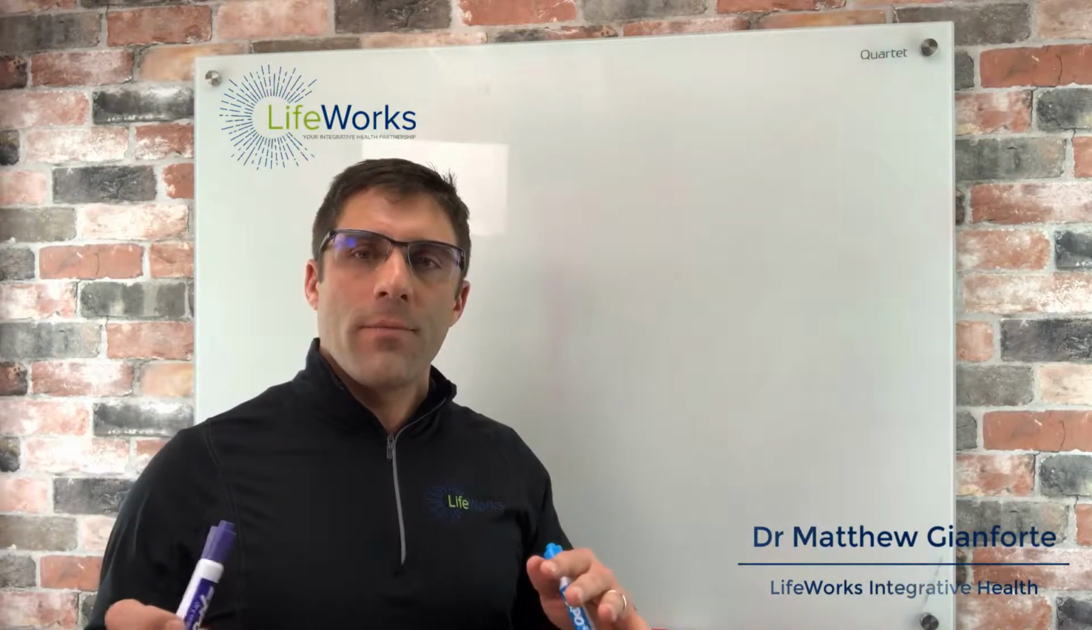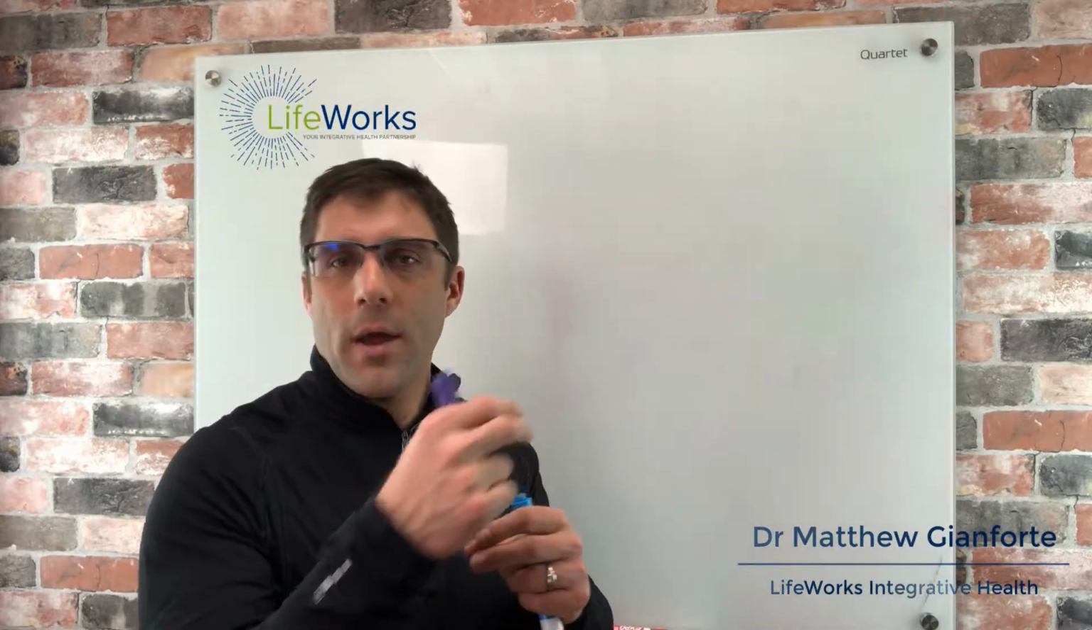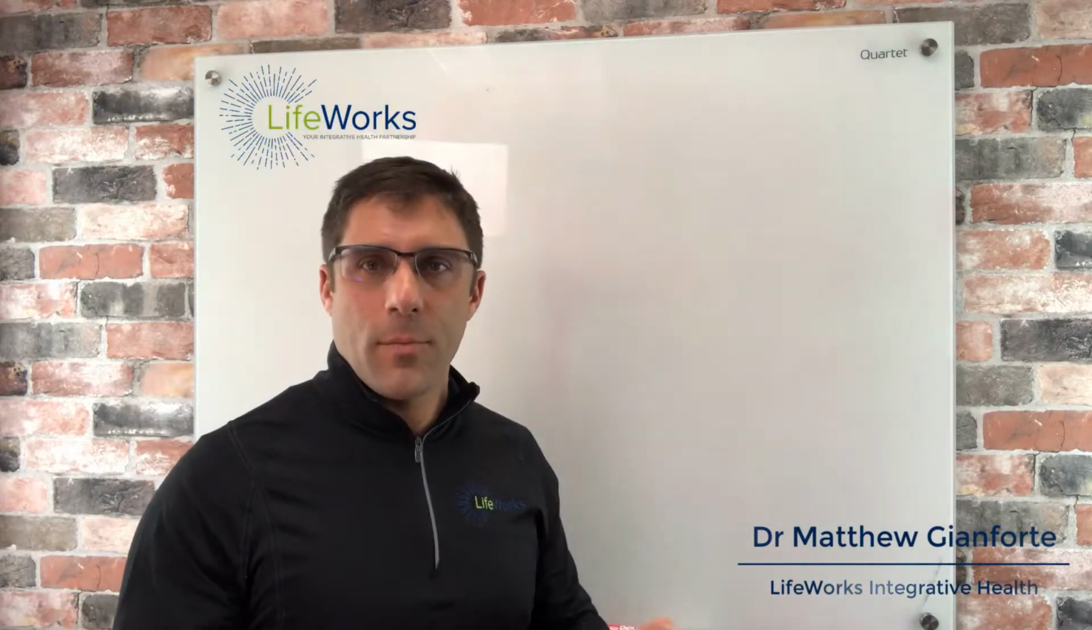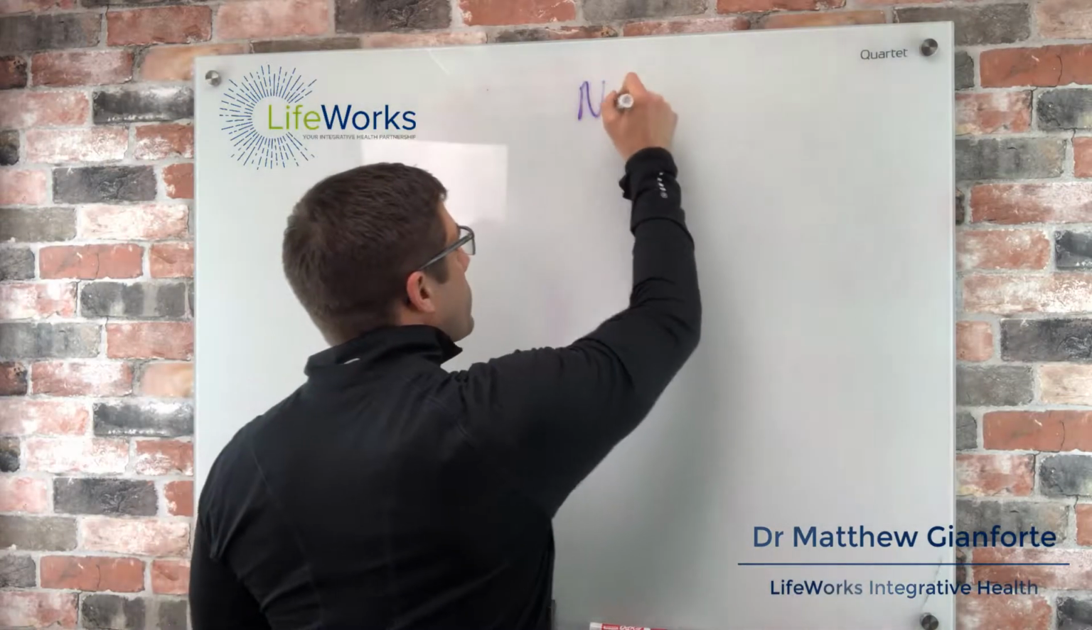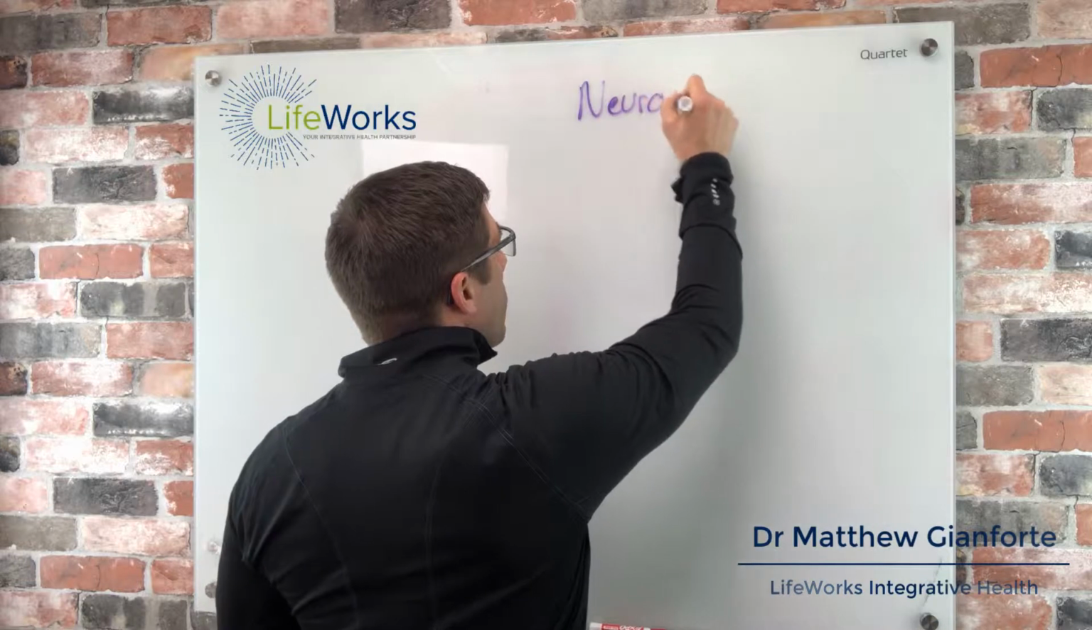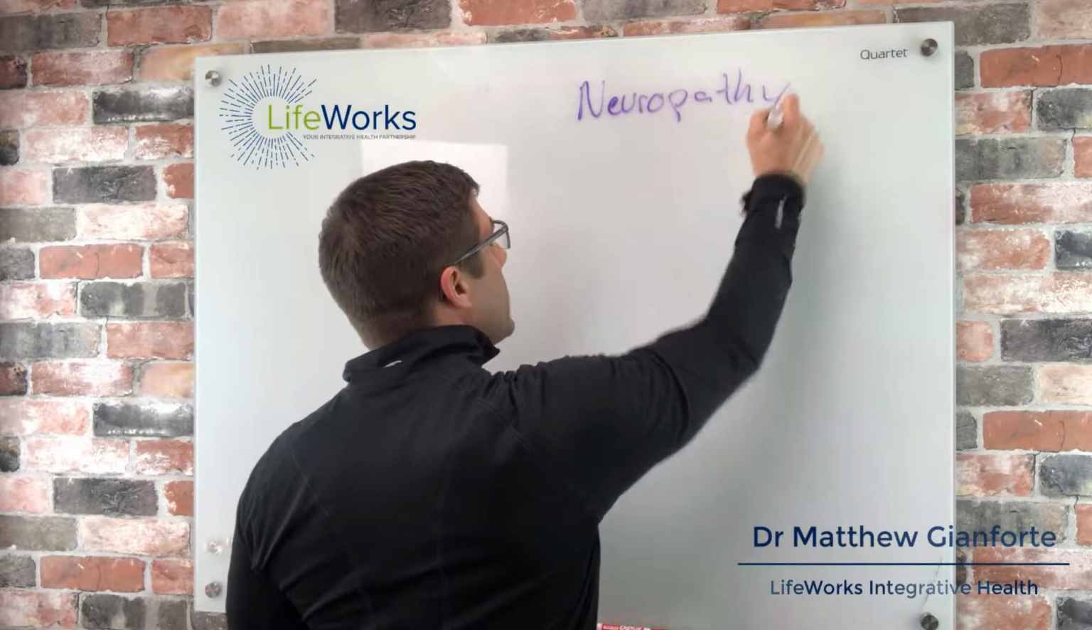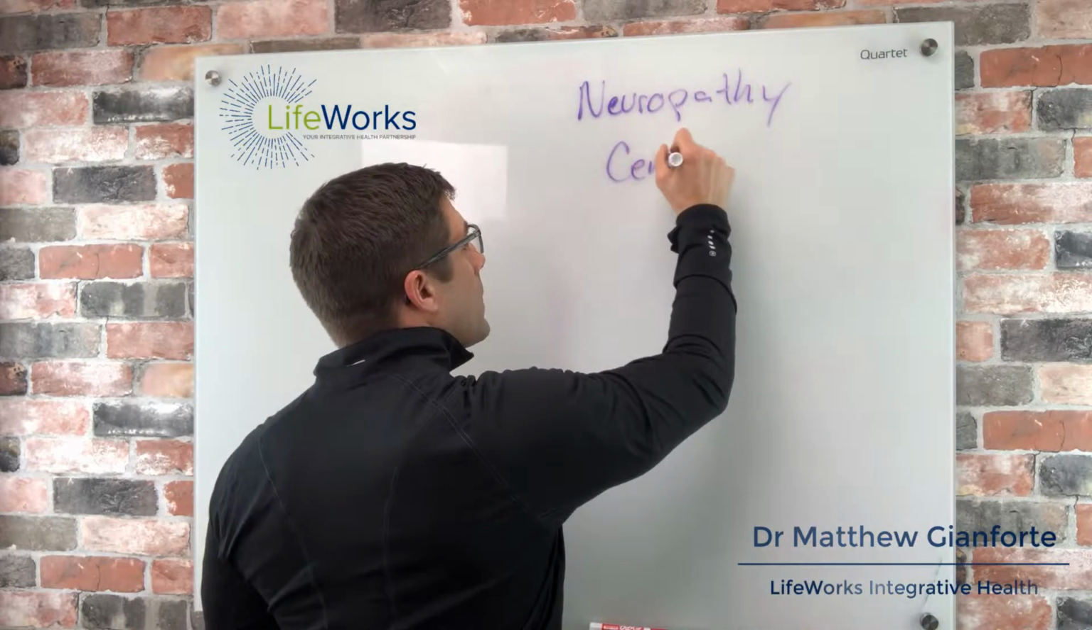So neuropathy is damage to the nerve. When the nerves begin to become damaged and give improper signals back to the brain, or pain signals back to the brain, that's what neuropathy is. Now there's two types of neuropathy. There's neuropathy that is centrally mediated, okay?